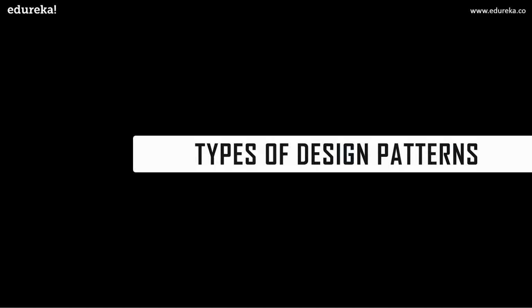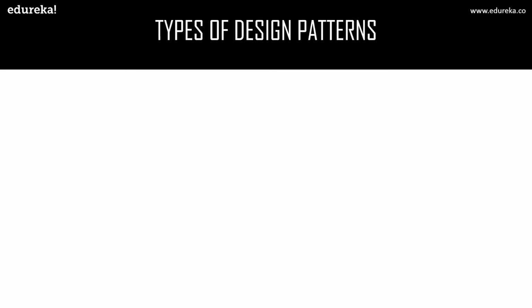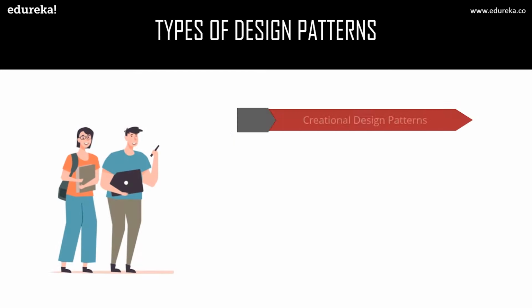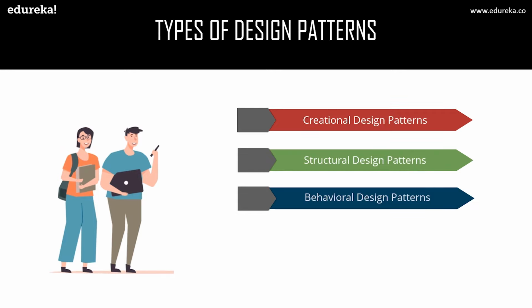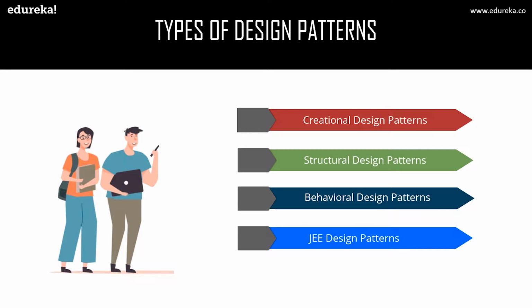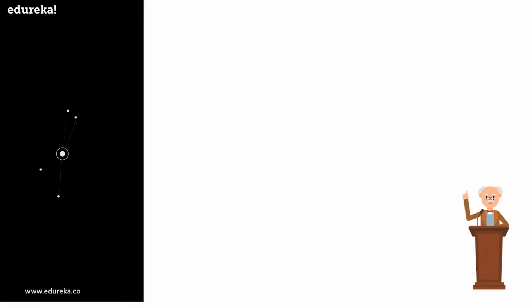With this, let us get into the types of design patterns. Java design patterns are typically divided into four categories. They are Creational Design Patterns, Structural Design Patterns, Behavioral Design Patterns, and JEE Design Patterns. Let us discuss each one of them in detail.